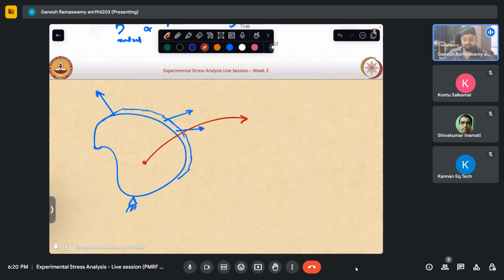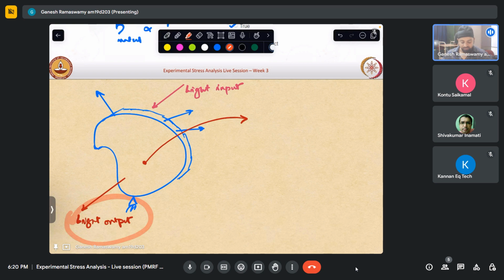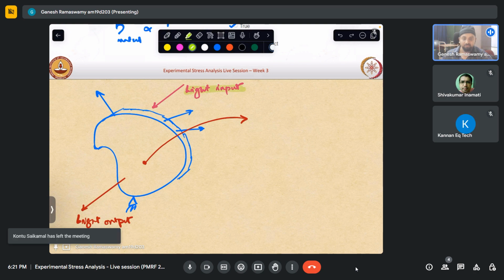In order to understand the difference in the light characteristic brought about by the mechanics of the problem, it is necessary that I have control over the input light. So I have input light over here, and then we get one output light after the model. Our interest is to study the changes in the light brought about by the stress that is induced. So it is very necessary that I have control over this input light.